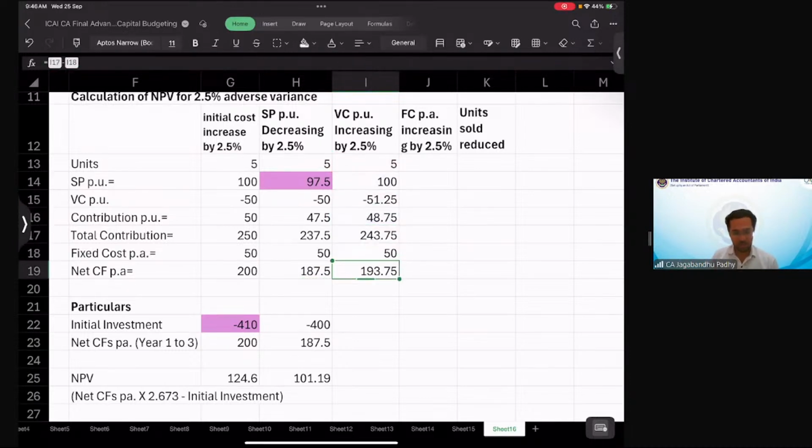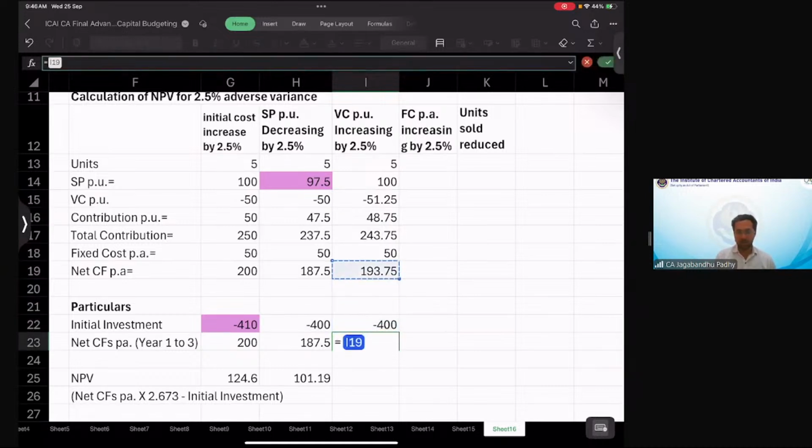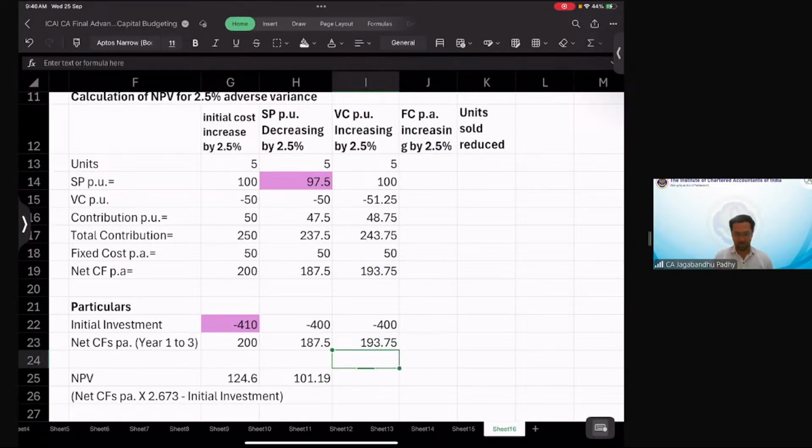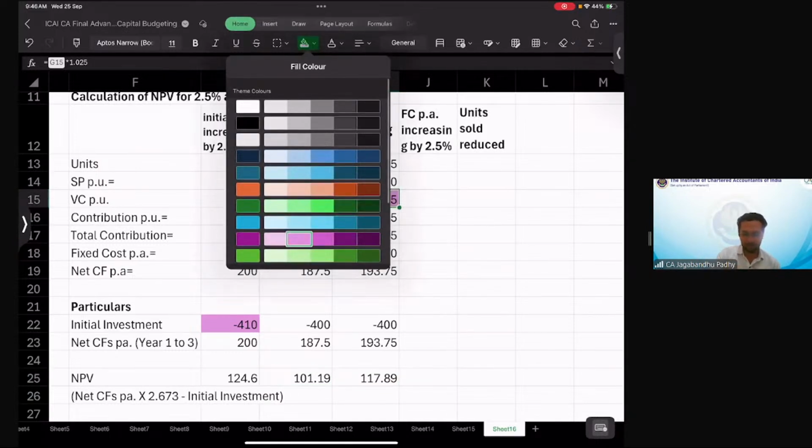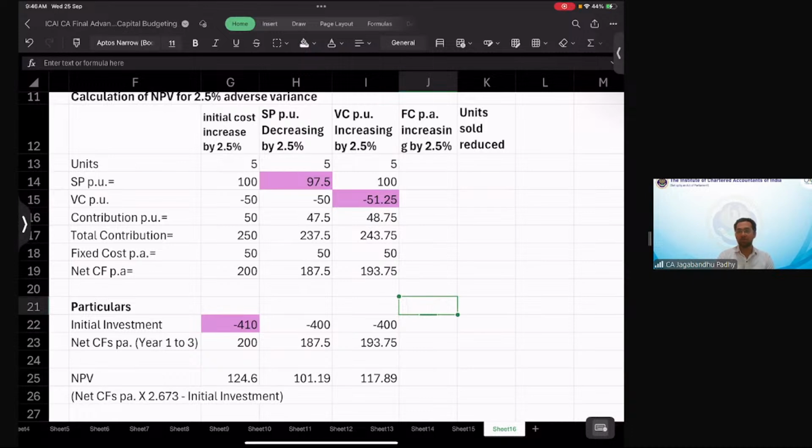Fixed cost remains same. Now again, your initial investment is 400 and the net cash flow is 193.75. NPV is 117.89. What we changed here is the variable cost per unit, and we find that it's 117.89.